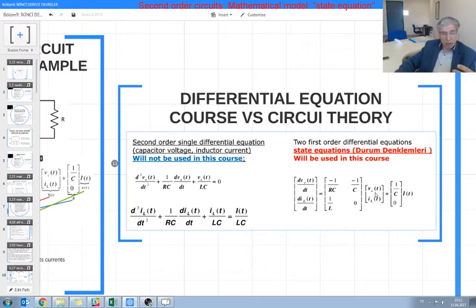You might have seen this second order differential equation, just one, in a differential equation course. But in circuit theory, we will be using this type of format. There are some reasons behind it, which I will explain later on. In the calculation of some of the parameters, this format is easy, while in the other format it takes time. That's why we will be using this one. So that is the end of this video then. Let me stop here.